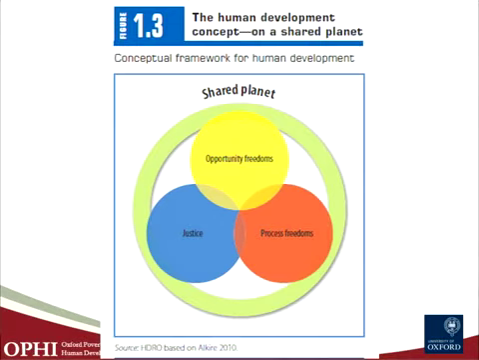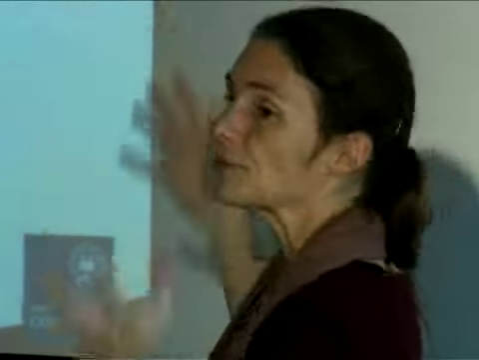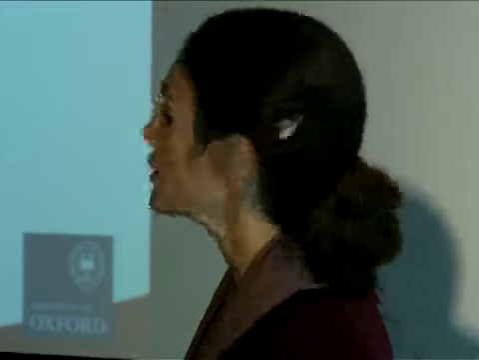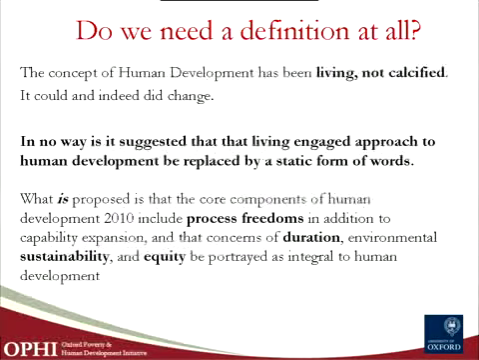So the conceptual framework of human development has the expansion of capabilities as its center, in this diagram called opportunity freedoms. And it also has process freedoms, people's individual and collective agency as part and constitutive of human development, and also principles of justice, which include distribution, efficiency, sustainability, respect for human rights, and responsibility, among others. The shared planet simply acknowledges the constraints we work on.